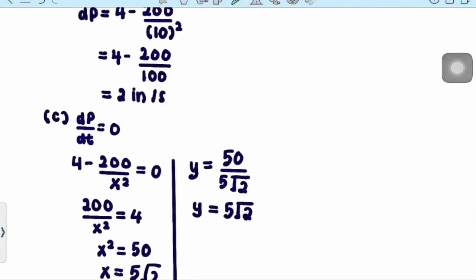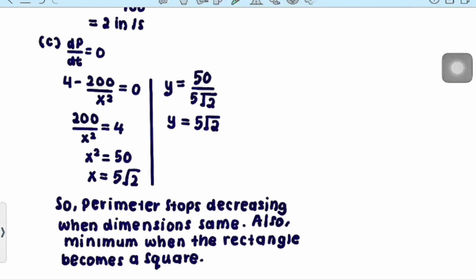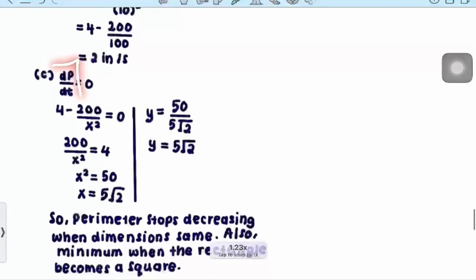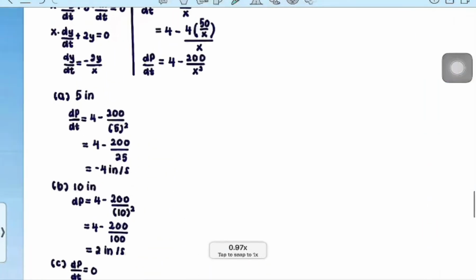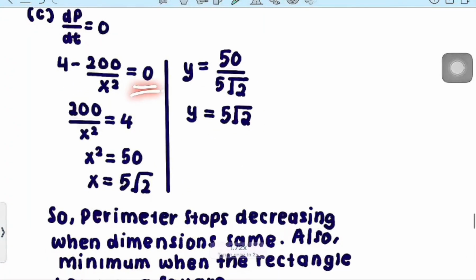So for part C, the question asks, when does the perimeter stop changing? This happens when dp over dt equal to 0. So we take the dp over dt, the final equation, and just equal it to 0. We can solve this like usual.